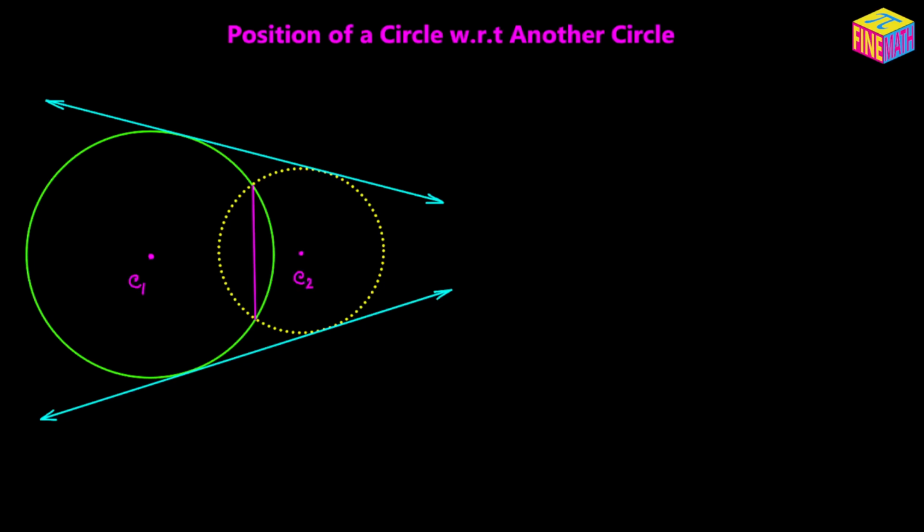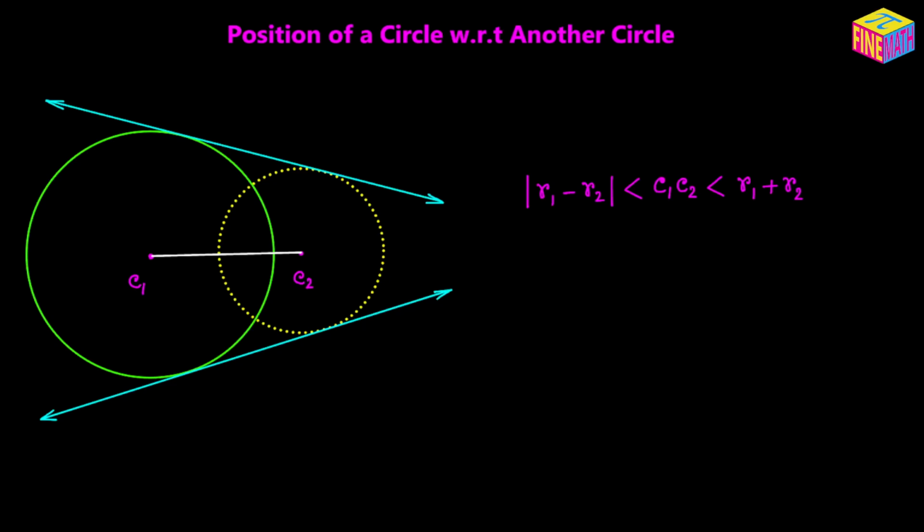Let's suppose the centers are located at C sub 1 and C sub 2, and let's connect the centers by a line segment. Here the distance between the centers will actually be less than the sum of their radii and greater than the difference of their radii. Now in the previous scenario, as you have seen, when the circles are touching each other externally, the distance between the centers is actually equal to the sum of the radii.